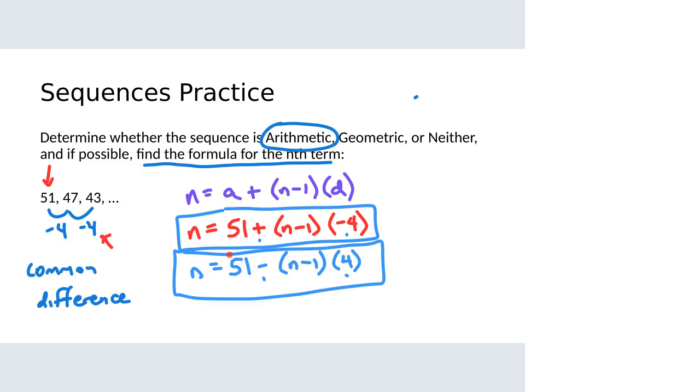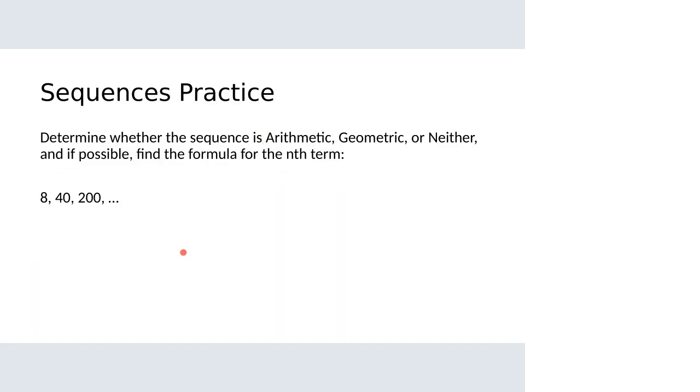Any questions on that one before we look at the next one? Very good. I get a sense we're doing pretty well here. Same as last time, I'll make a poll for arithmetic, geometric, or neither. And then if it has a formula for the nth term, if we can write one, then we'll do that.